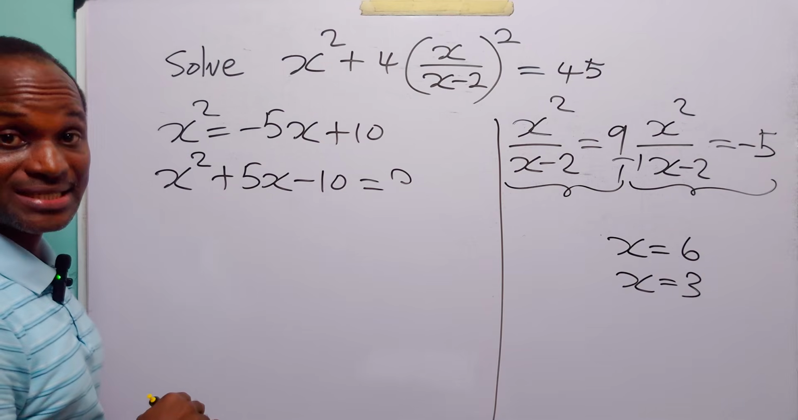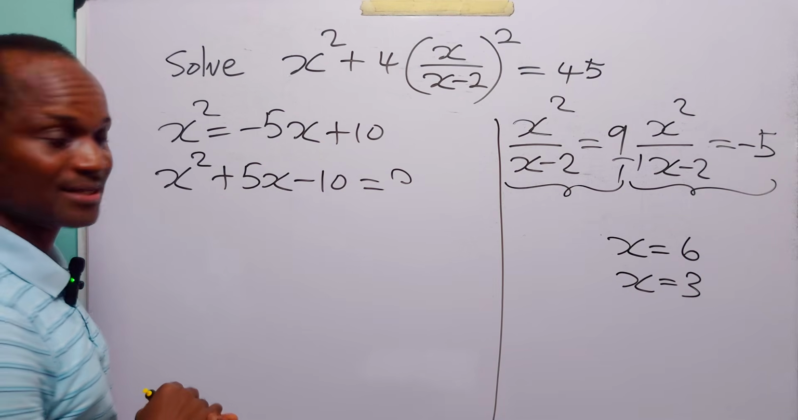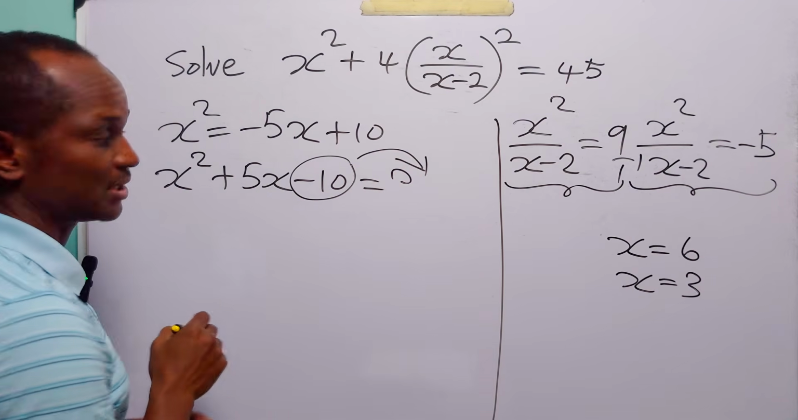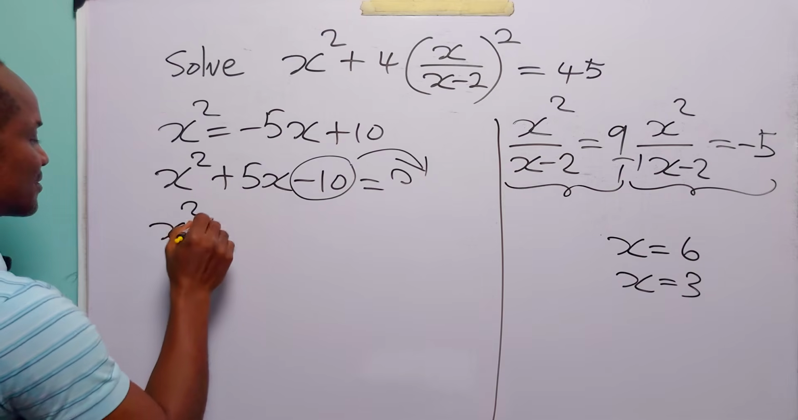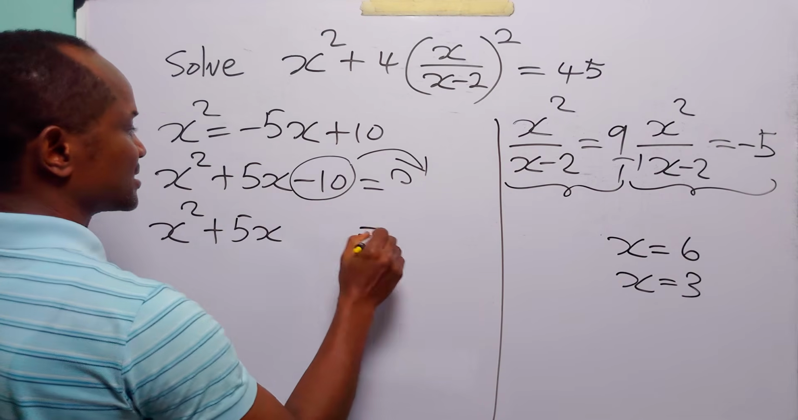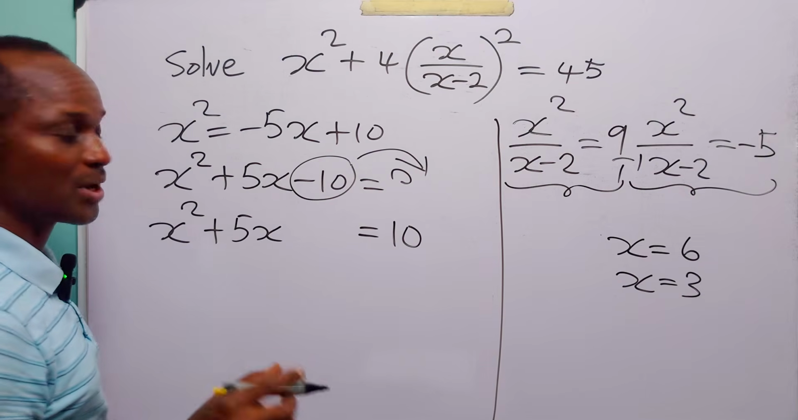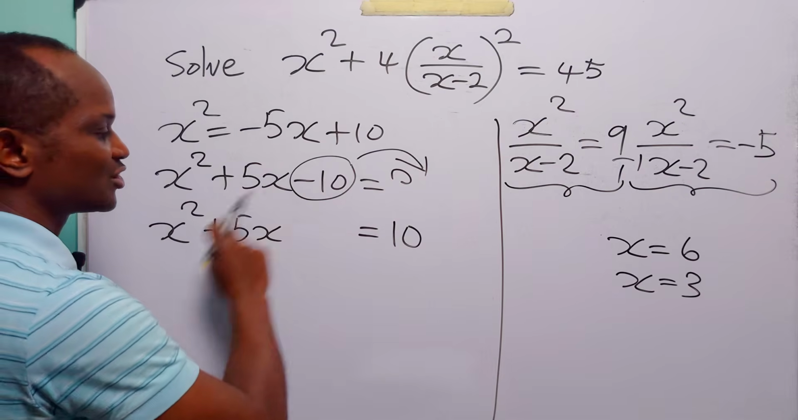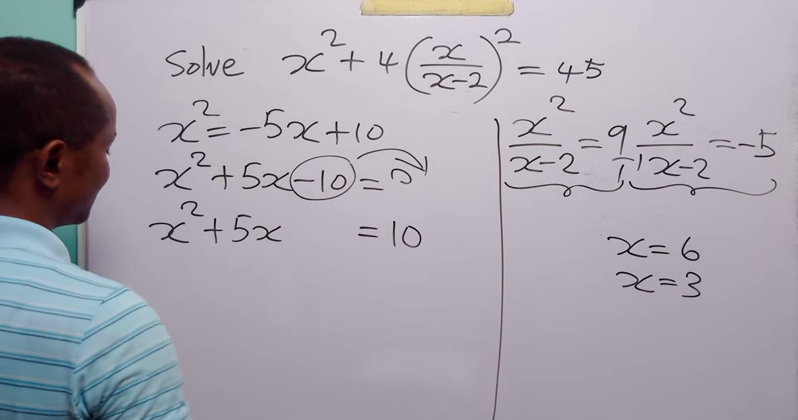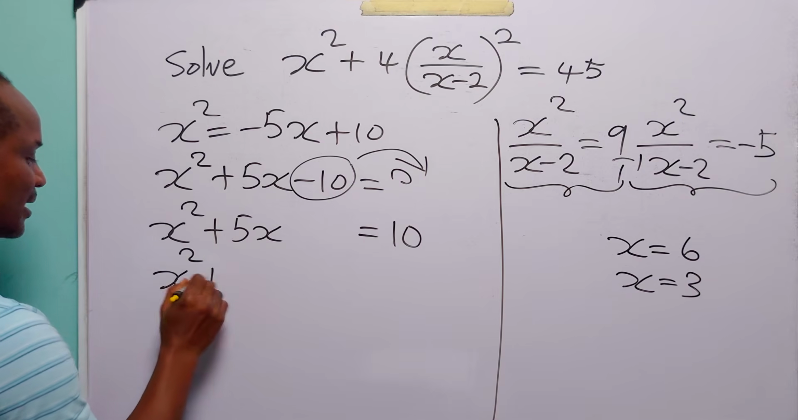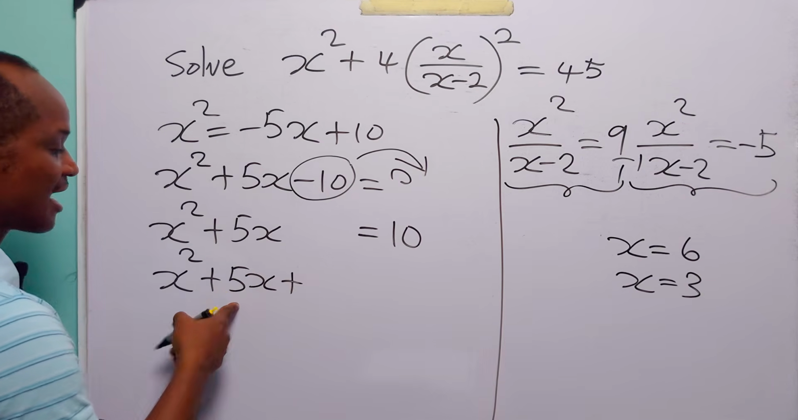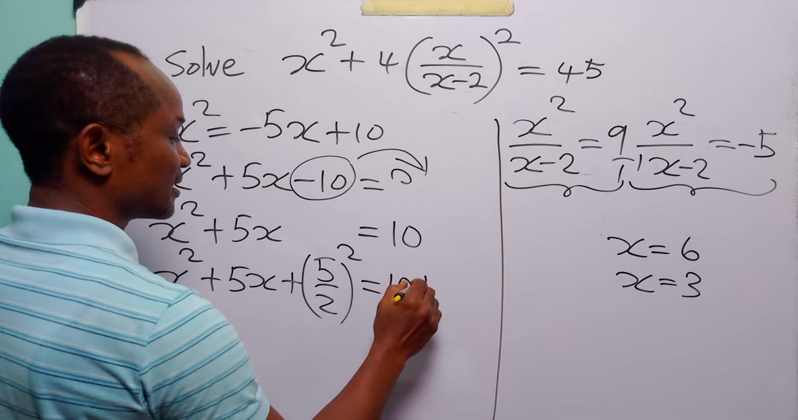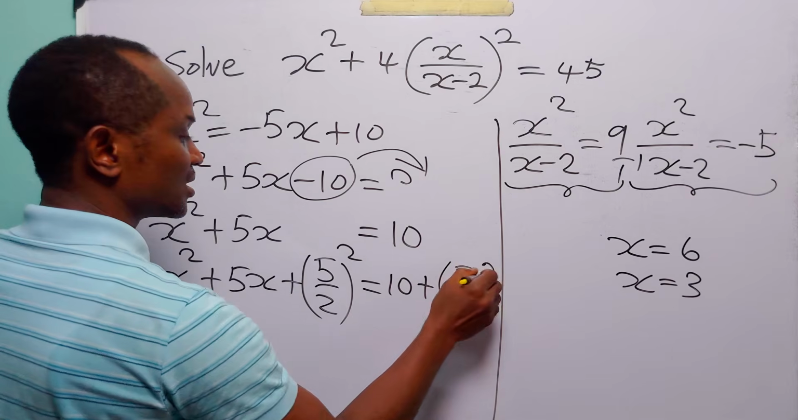Now, we cannot solve this quadratic equation by factorization, so let us complete the square. Of course, the first thing we are going to do is to move the constant term over to the right-hand side. So we have x squared plus 5x is equal to 10. Now, the next thing we are going to do is divide the coefficient of x by 2, square it, and add to both sides to complete the square on the left-hand side. So we have x squared plus 5x plus half of this, 5 over 2 squared, and this is equal to 10 plus 5 over 2 squared.